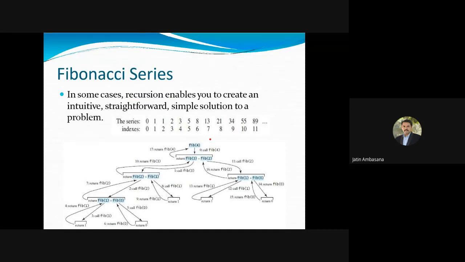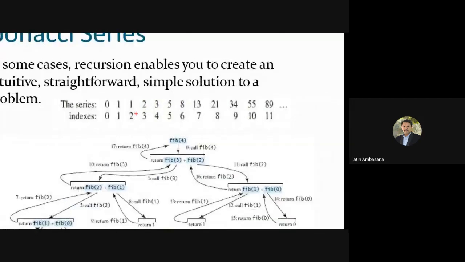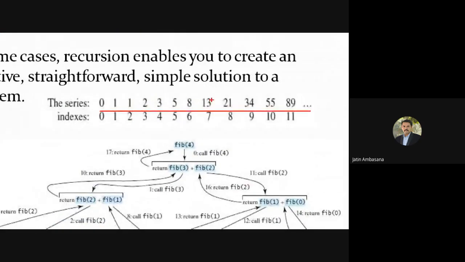So what is this Fibonacci series? Check this out. Fibonacci series adds up the previous two numbers. So 0 plus 1 becomes 1. Then 1 plus 1 becomes 2. Then 1 plus 2 becomes 3. Then 2 plus 3 becomes 5. Again then 3 plus 5. In this way you go on building up. And these are the indices.